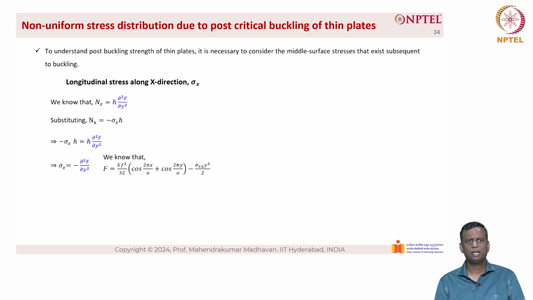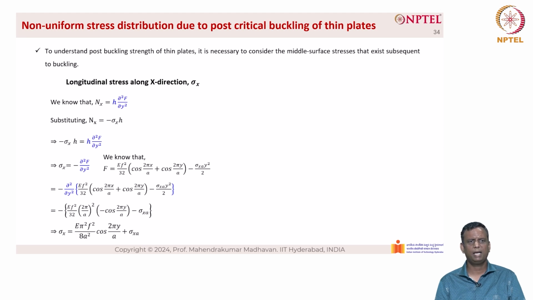We also know that F equals E into f square divided by 32 into cos 2 pi x by a plus cos 2 pi y by a, minus sigma xa into y square by 2. This we have derived in the previous slides. So when we substitute that in the sigma x equation, which is sigma x equal to minus dou square F by dou y square, and simplify further, we have sigma x equal to E into pi square into f square divided by 8a square into cos 2 pi y by a, plus sigma xa.